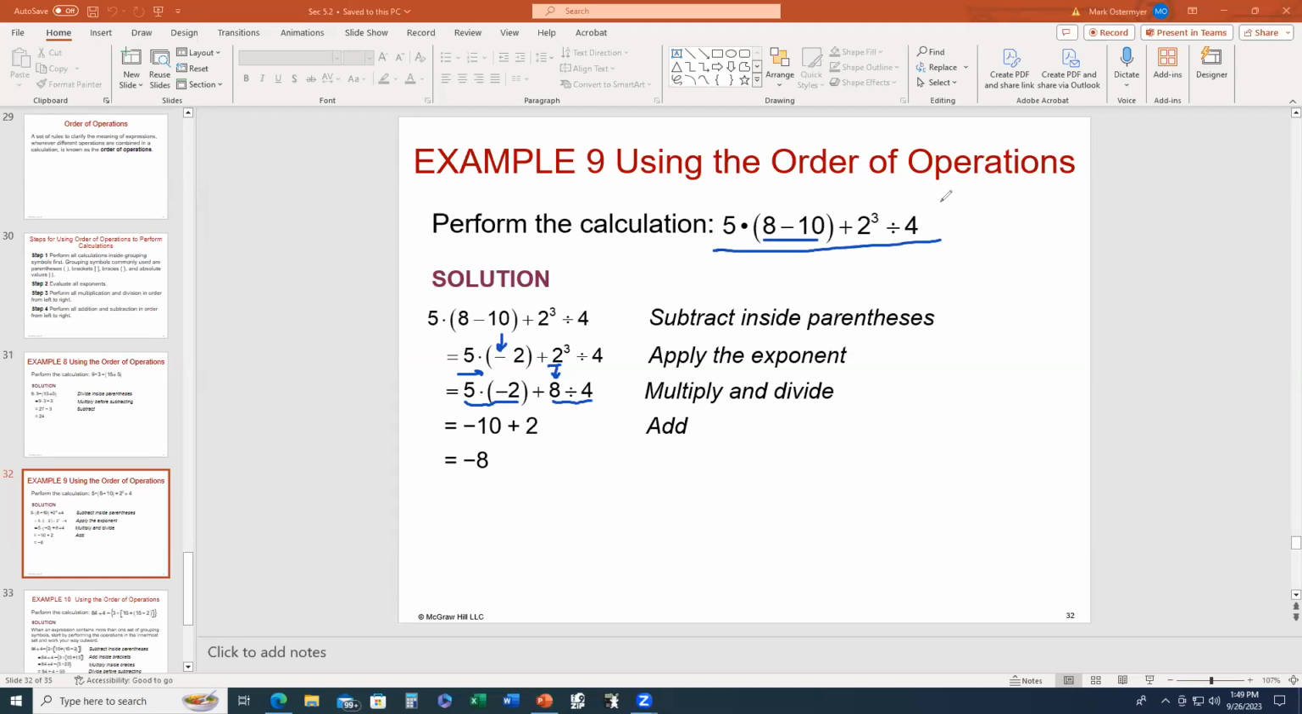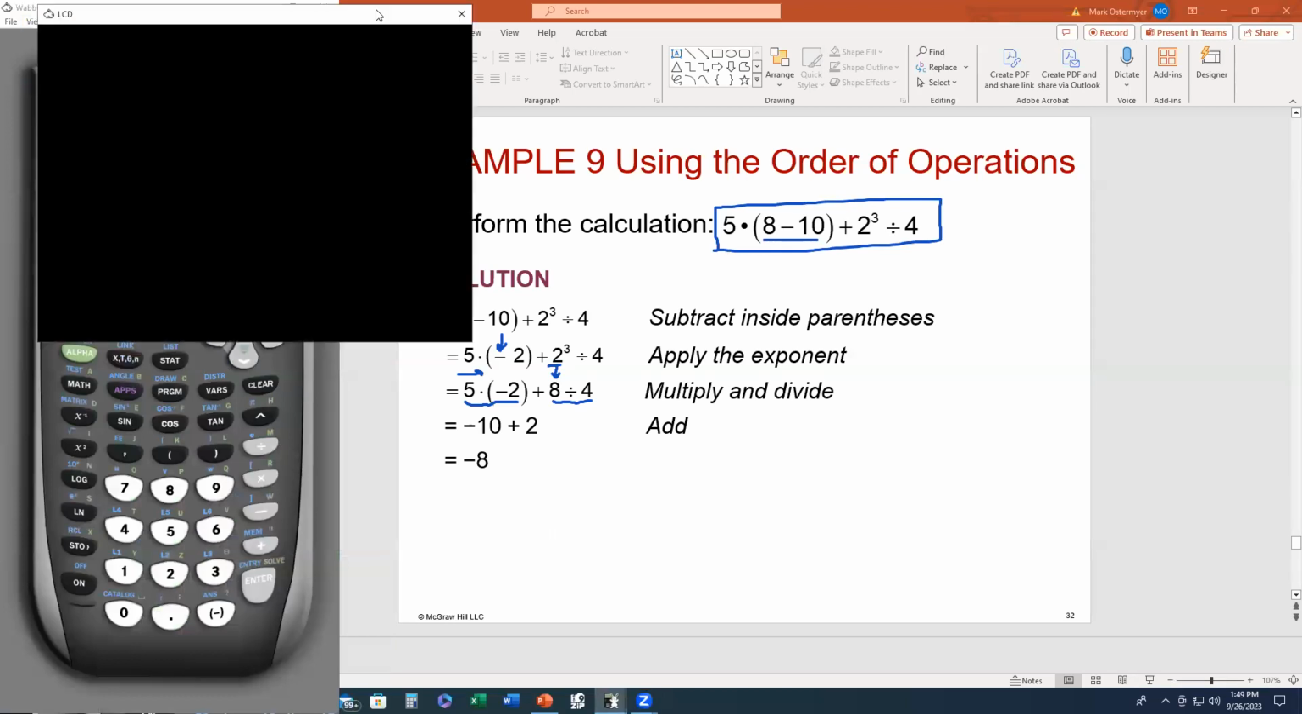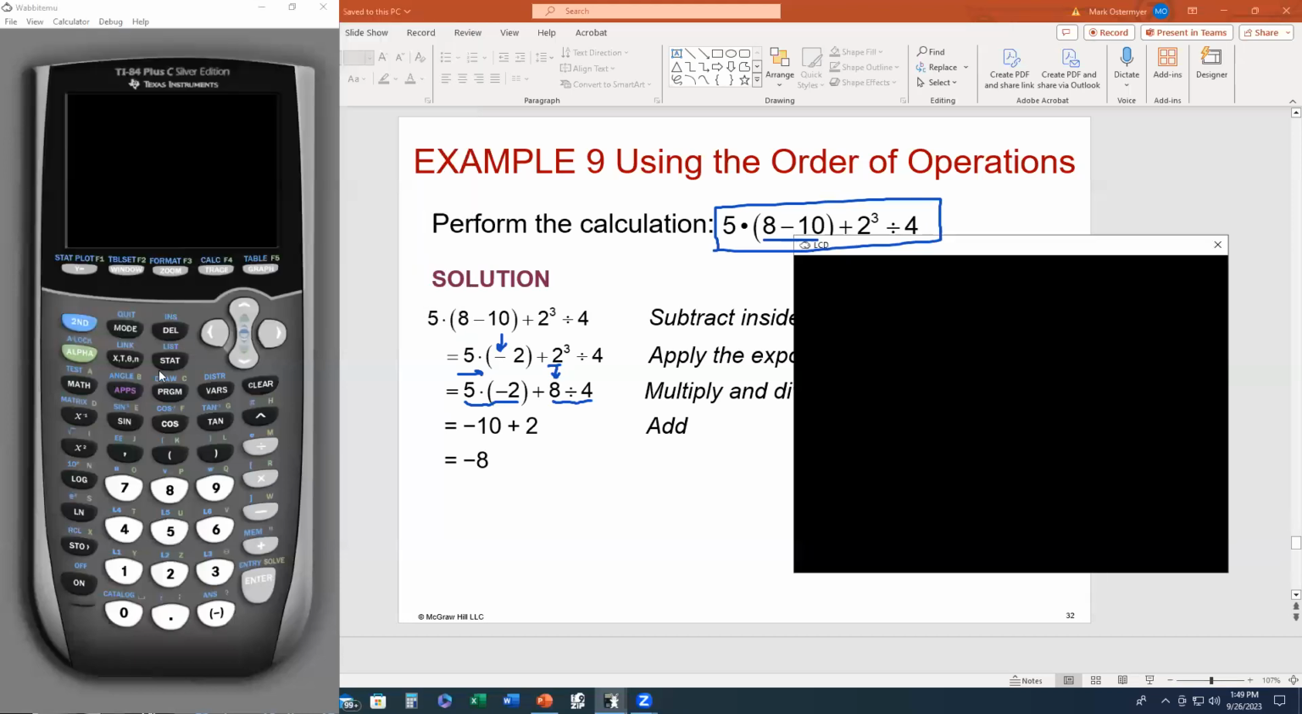If you were to type this all in on a calculator, all on one line, we would get the same answer. You could even convince yourself, if you have a scientific calculator, type that all in on one line and you'll get the same answer. I don't have the TI-30 with me, but I do got the TI-84, and I can show you quickly that we would get that answer.